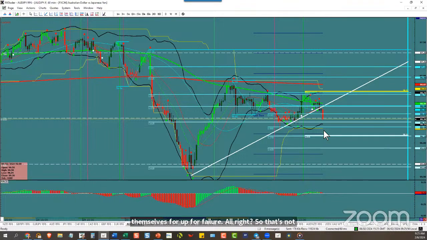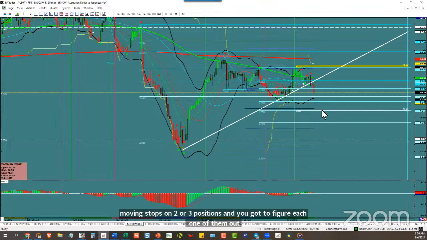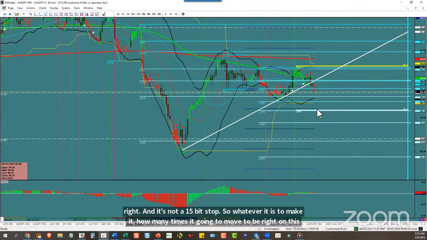So it's not easy. The stops are the trickiest thing, all right? Especially when you have multiple orders on. When you get 2 or 3 trades on, you have got a job because you're moving stops on 2 or 3 positions and you got to figure each one of them out. And it's not a 15 pip stop, whatever it is to make it, how many times it has to move to be right on this number when I hit it. So that if it's done, I get it all.